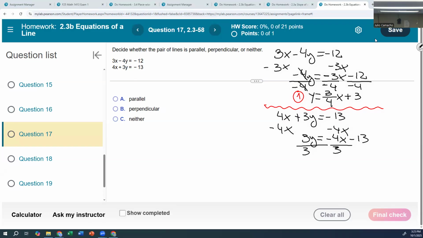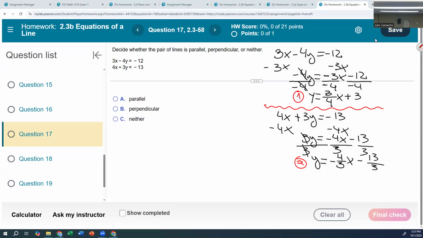And when I divide by 3, also this one. So these 3 and 3 cancel, and y is equal to negative 4 over 3x. And there's nothing I can do with the fraction because 3 is a prime number, so it is negative 13 over 3. Then let's compare our equations. That is my second equation in y-intercept form.